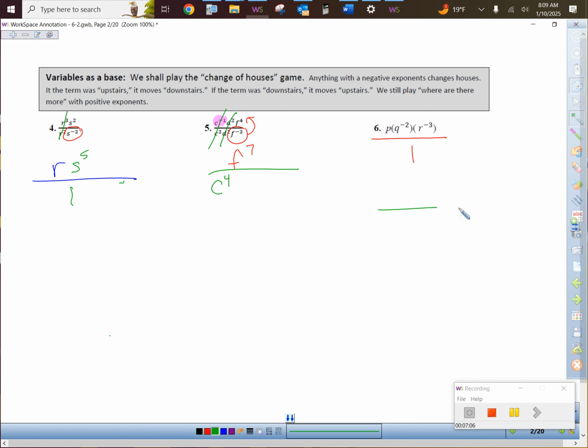Starting a new quest right here. I'm going to go with P's. What do you think? Do P's stay in their house or do they change houses? They stay. They have a positive exponent on it. Q's stay in their house or change houses? Change. They're going down. There were no Q's down there, so those just become downstairs, go positive. And R's, shouldn't they change houses because they have a negative exponent? There were no other R's down there, so it's just a positive 3. Just one thing at a time. If you have a negative exponent, you need to change houses.